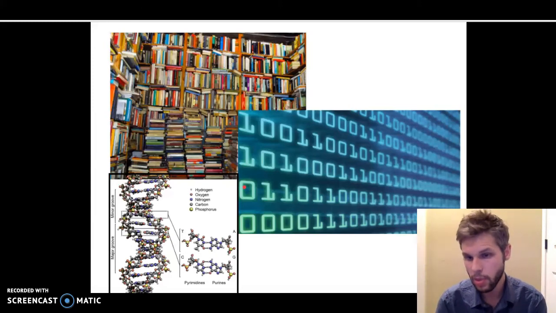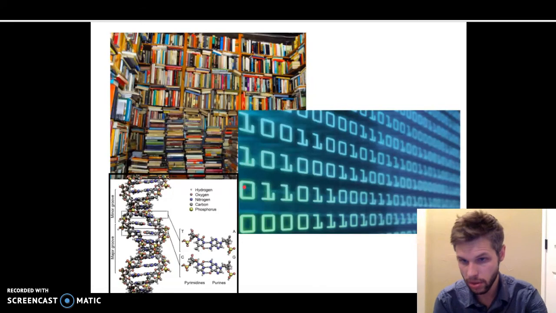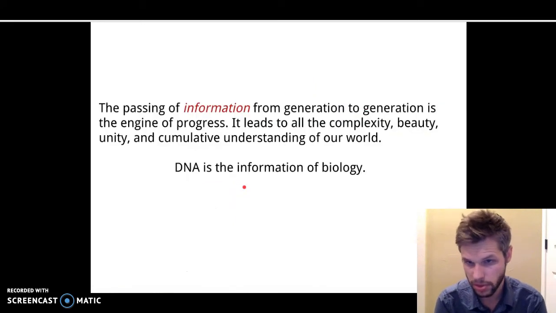And finally, the way that biological systems use information is through the molecule of DNA. So we can look at how information is used in all sorts of different ways. If I had to narrow it down and say what information really does for us, it allows progress. It is the engine of progress. The passing along of information leads to all the complexity, beauty, and unity that we see in our world today.